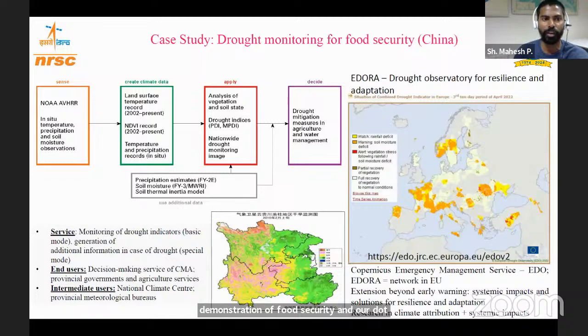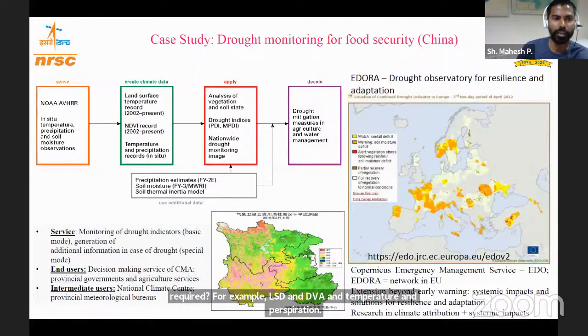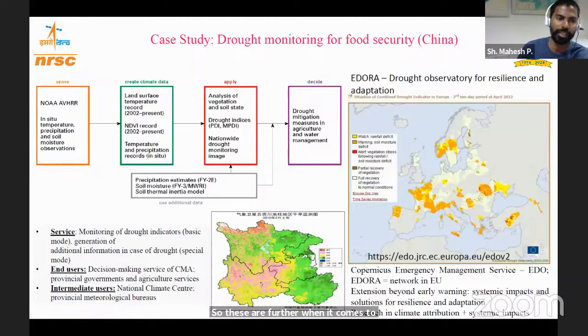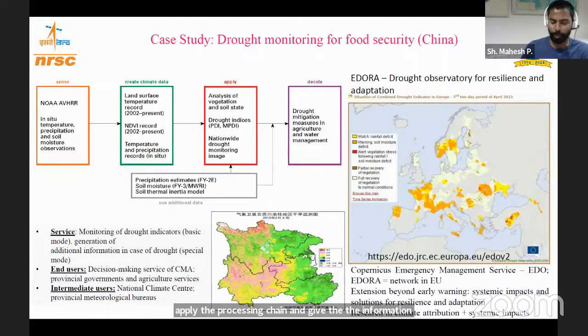What satellites are available? What kind of information goes into the processing, like climate data and land surface temperature? To monitor drought, what parameters are required? For example, LST, NDVI, temperature and precipitation. These are the fundamental parameters we need for drought, with a climate data record that is 30 years plus. Then you apply the processing chain and give information services, like drought mitigation measures in agriculture and water management. So the application or case study depends on the parameter that we are seeing as a service.